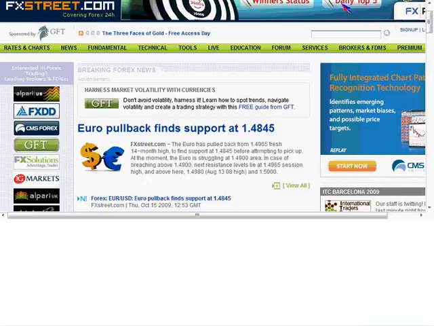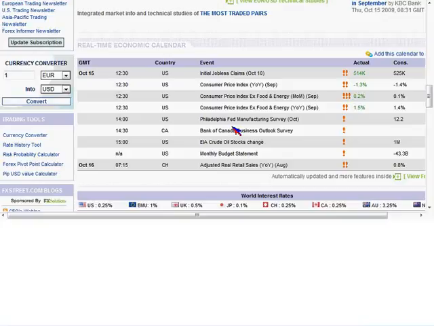Okay, sorry about that, gang. Okay, so what I hope you're doing each and every day is starting off with a look at the economic calendar, because that's going to dictate what type of volatility you could see as data enters the market.